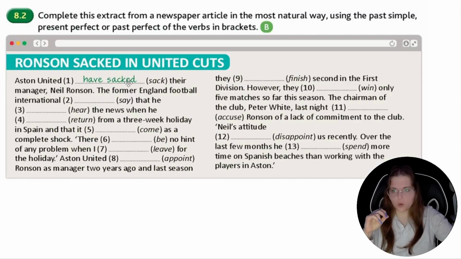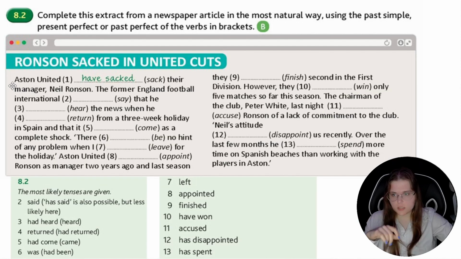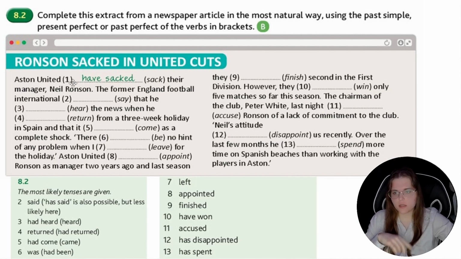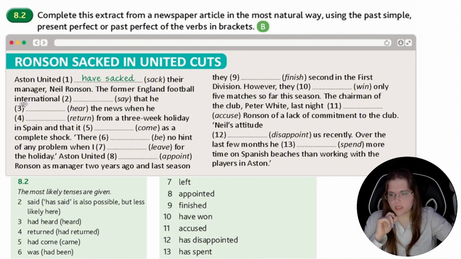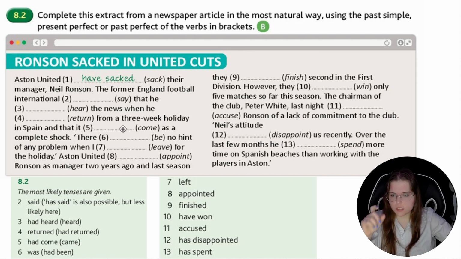Next. Exercise. Complete this extract from a newspaper article in the most natural way, using the past simple, present perfect, or past perfect of the verbs in brackets. Okay. Ronson's sacked in United cuts. Aston United have sacked their manager Neil Ronson. The former England football international said that he had heard the news when he returned from a 3-week holiday in Spain and that it had come as a complete shock.